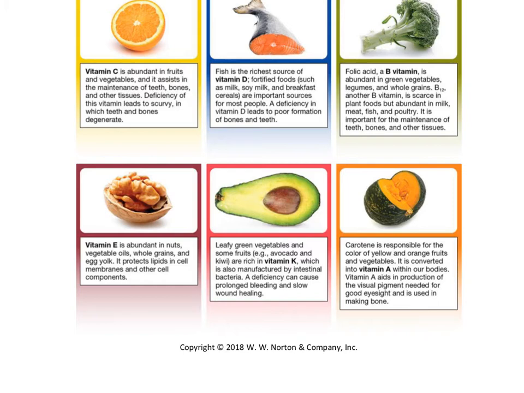Vitamin K, leafy green vegetables and some fruits, manufactured by intestinal bacteria. Deficiency can cause prolonged bleeding and slow wound healing. And carotene is responsible for color in a lot of fruits. And vitamin A is used as visual pigments for all kinds of different things, for eyesight and so on.